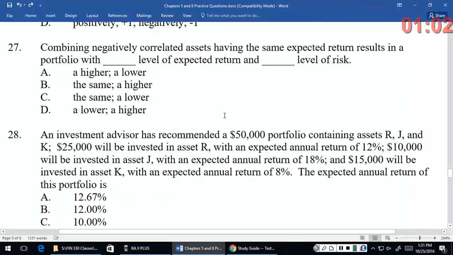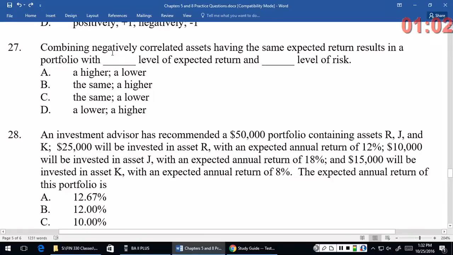Number 27, combining negatively correlated assets with the same expected return results in a portfolio with blank level of expected return and blank level of risk. And we actually looked at a table that showed us this in chapter 8. So the answer should be C.